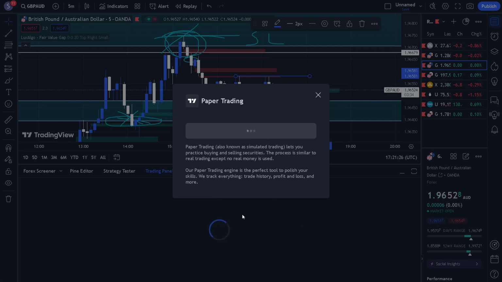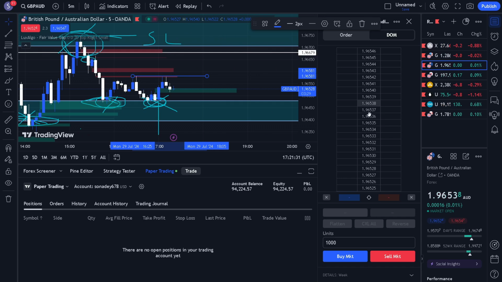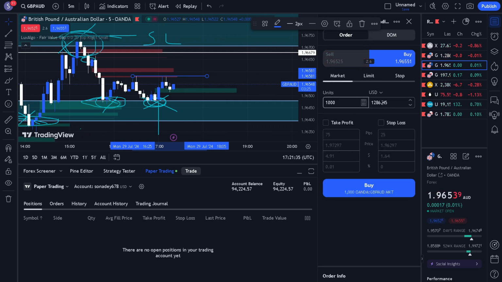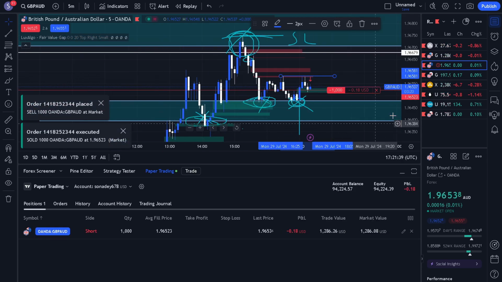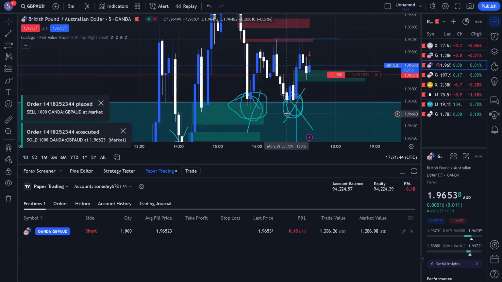Let's go to paper trading for now. So let's go to order market. Let's sell. All right. So we sold, and now let's see if our price reaches these two positions and gives us a good amount of profit.